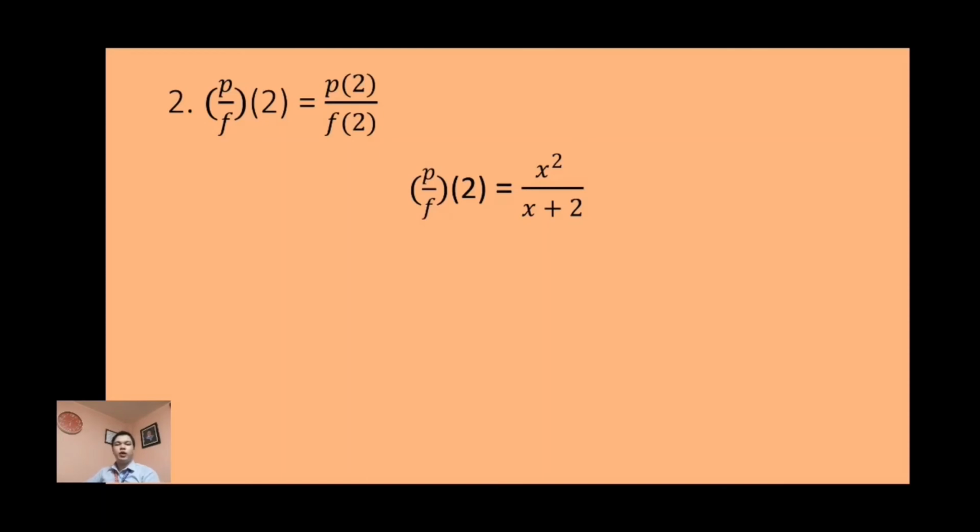Since this equation is in its simplest form, we can proceed to the last step in dividing functions, which is to evaluate. Let's substitute the value of x, 2, to the equation. 2 squared divided by 2 plus 2 is equal to 4 divided by 4. And 4 divided by 4, the final answer is quantity of p divided by f of 2 is equal to positive 4.